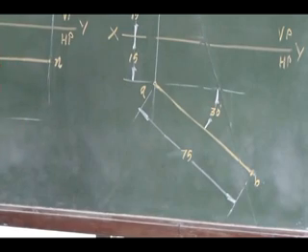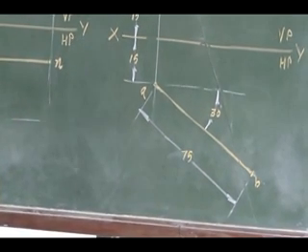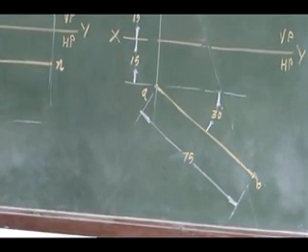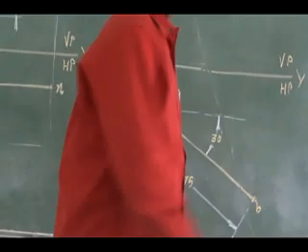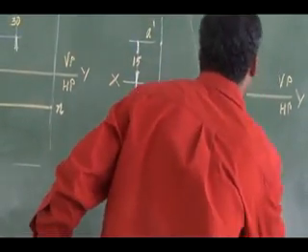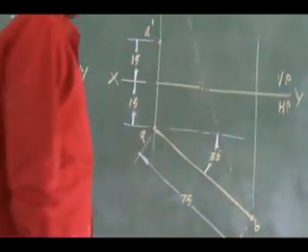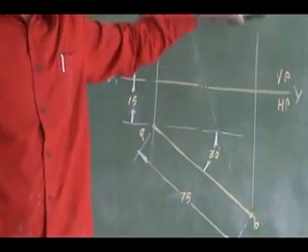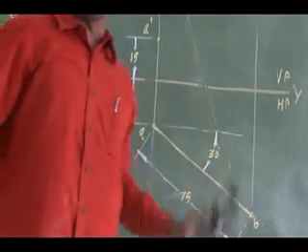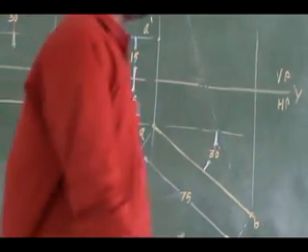So these are all the given data. Using this I can draw it. How can I get the front view? From the other end I can draw a projector line. Along this projector line only I have to mark the front view of this end B. Where will I get the front view of this end B?